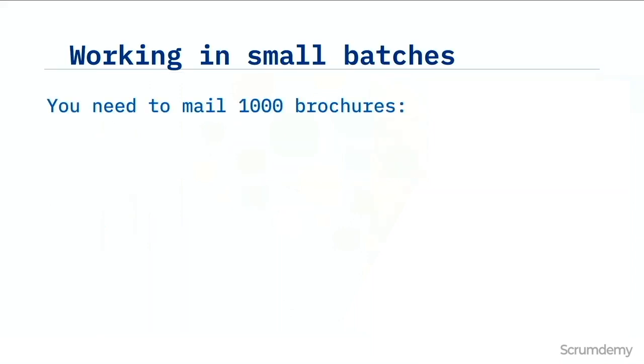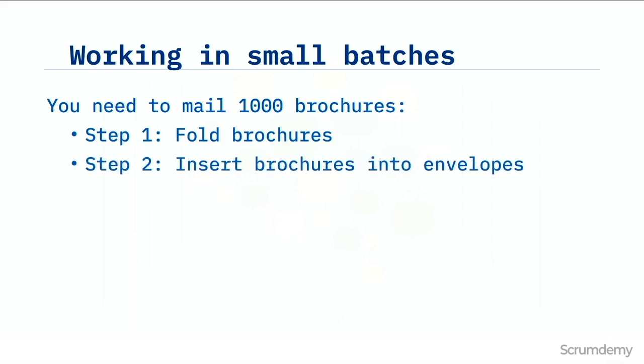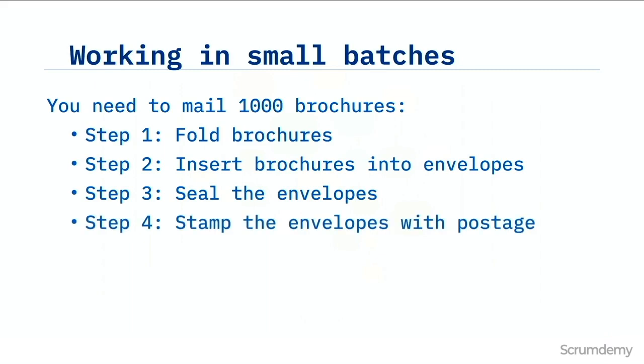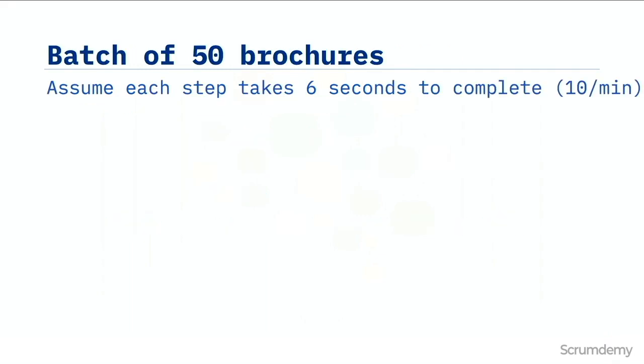Working in small batches, let's say I need to mail out 1,000 brochures. And the steps are: you need to fold the brochures and then insert the brochures into envelopes, and then seal the envelopes, and finally stamp the envelopes with postage. So let's say that we're going to do these 1,000 in big batches of 50 apiece, and assume that each step takes about 6 seconds to complete. So I can do about 10 steps per minute.